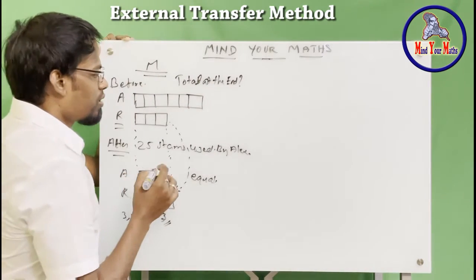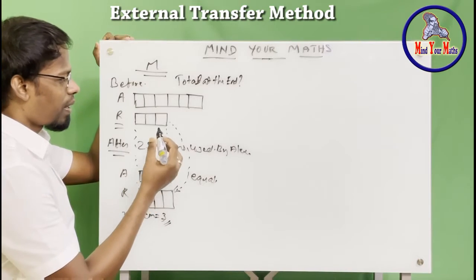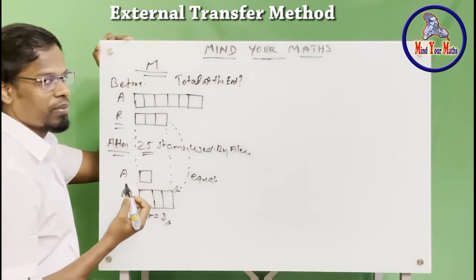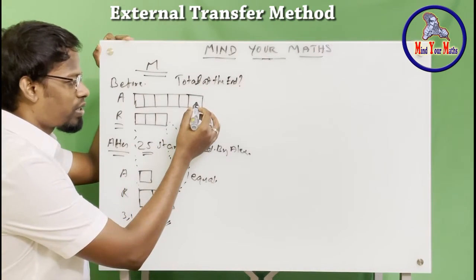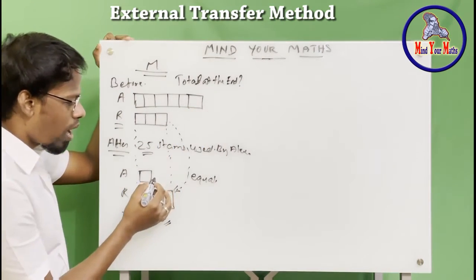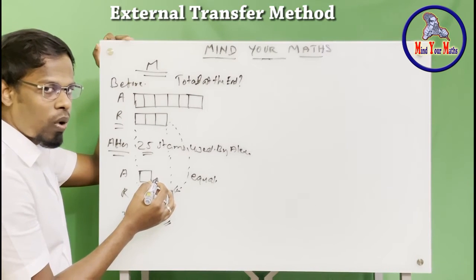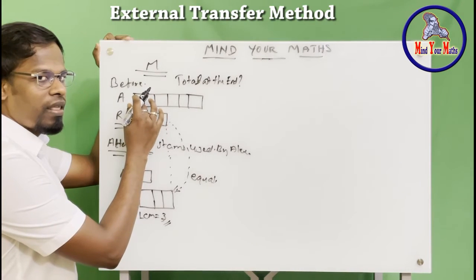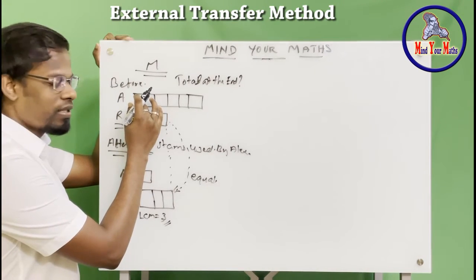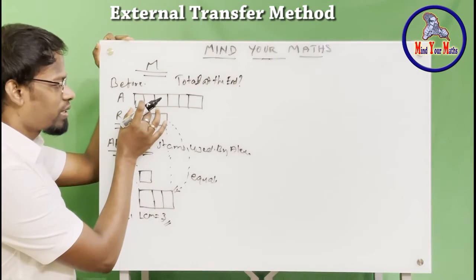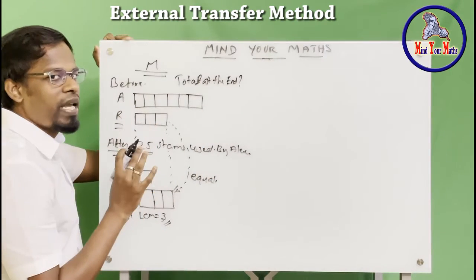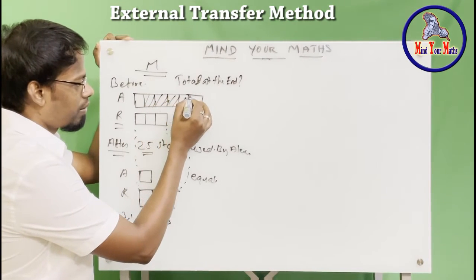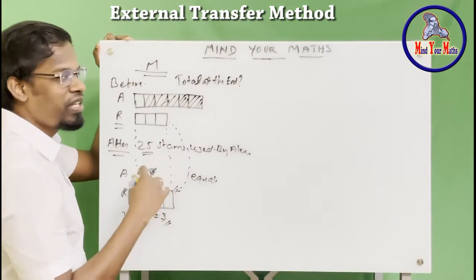Now you see here, Alex spent how many stamps? 25 stamps. So after Alex spent 25 stamps, he became 1 unit, which means only 1 unit is left for Alex. So the remaining, he spent all of them here, or he used, rather.